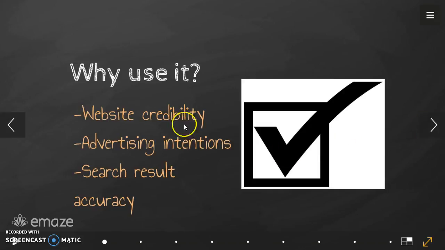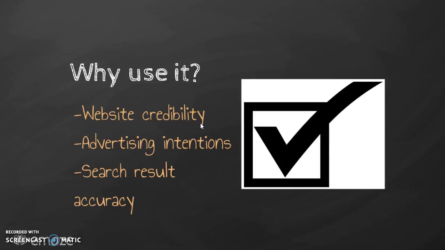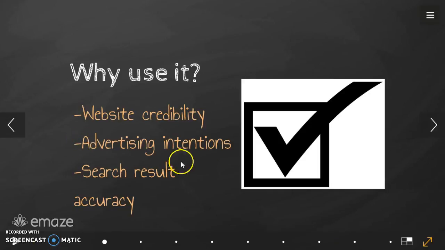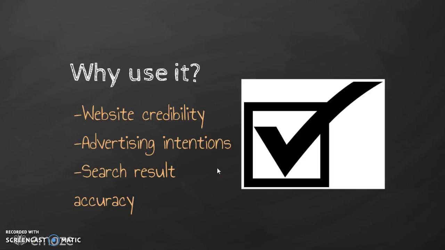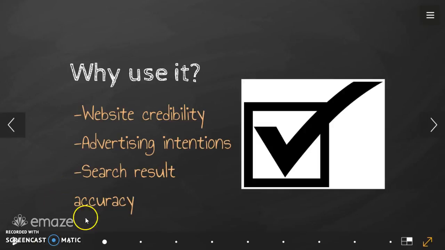That's one of the main first ones, website credibility, and we'll talk about that a little later on. And then also advertising intentions, that's a big thing. On certain websites, if there are pop-up ads on the side that are trying to get you to buy a certain product, most of the time that website isn't that reliable. And then also search result accuracy.